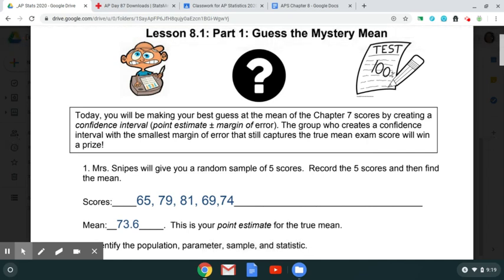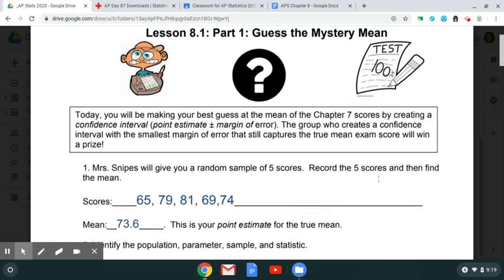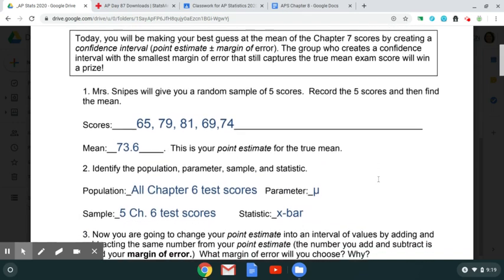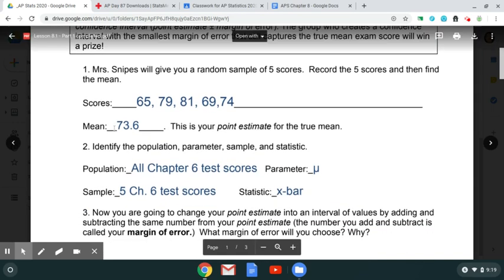Now, you guys don't know the true mean of the chapter 6 test. I do, but we're going to use this as an example of how we can give an interval which we hope contains the true mean in the middle of it. That's what this whole chapter is about. So, our sample mean is going to be what's called the point estimate.